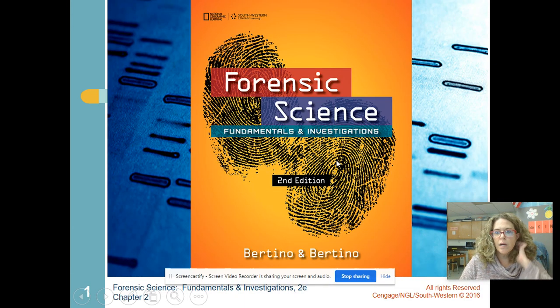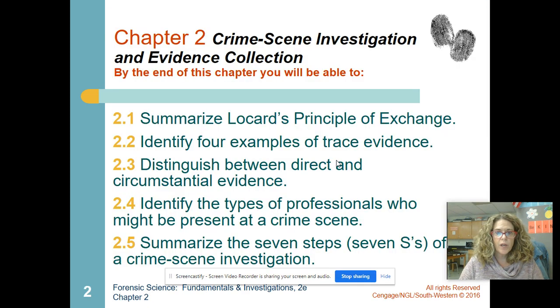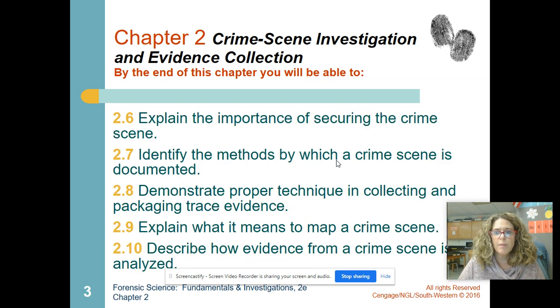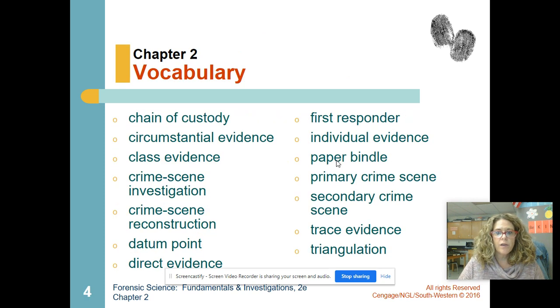So this is our chapter 2, and this is the crime scene and the objectives for the unit. You can read through these in your notes. This is going to be my first video of unit 2 and our vocabulary, which you'll find on the Quizlet.